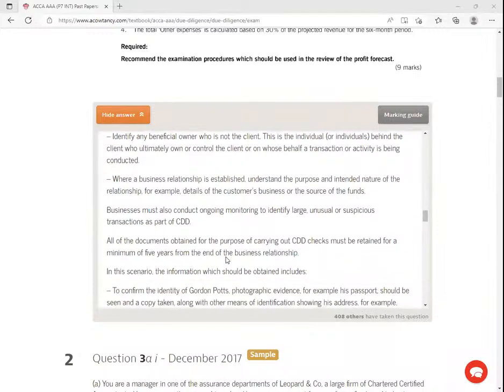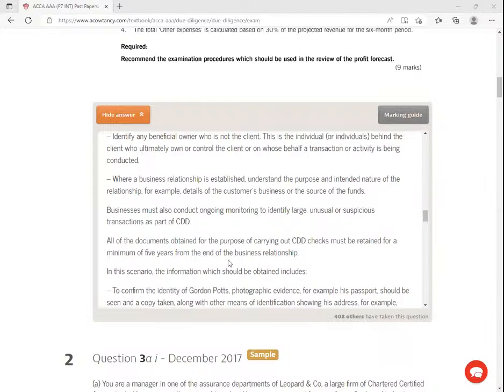All of the documents obtained for the purpose of carrying out these CDD checks must be retained for a minimum of 5 years from the end of the business relationship. So as an auditor, all those documents that you obtain, keep them for a minimum of how many years? 5 years. Even after you cease business with this client, don't take those documents to a shredder. Don't do that. If you do that, you'll get yourself into problems and you'll be taken to court. People would want to see whether you applied the know your client concept very well.